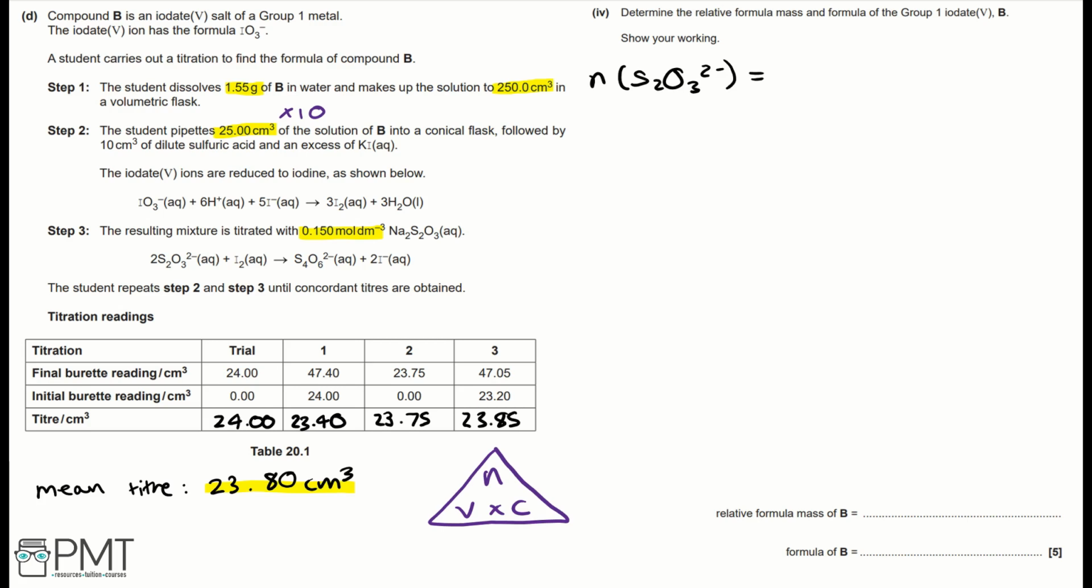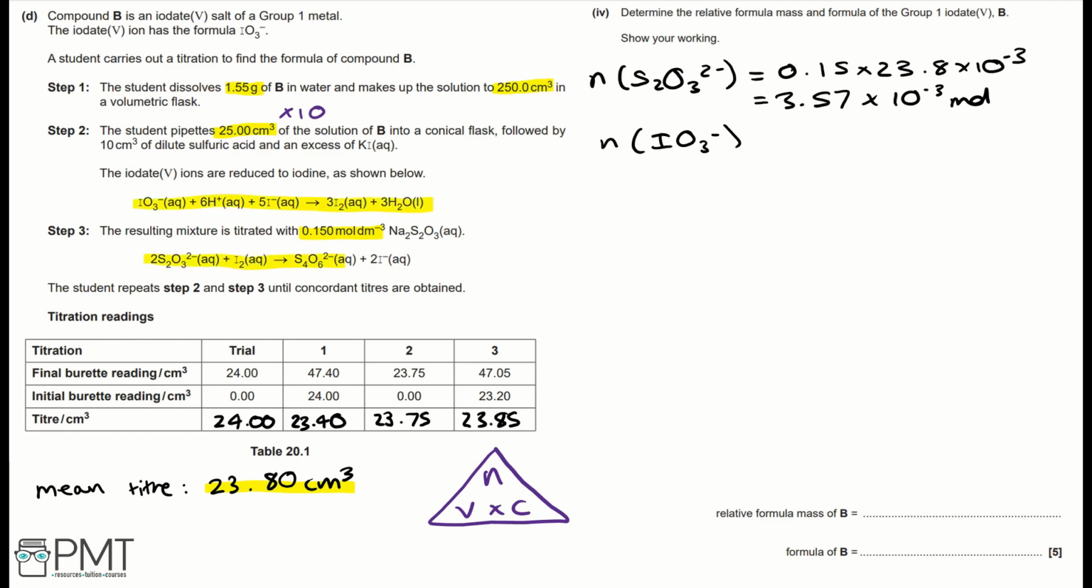We're given the concentration in the question, 0.15, and we've worked out the volume is 23.8 times 10 to the negative 3 because we're converting centimetres cubed into decimetres cubed. That gives us an answer of 3.57 times 10 to the negative 3 moles. Then we need to work out the number of moles of IO3-. We do this using the 2 equations we're given in the question.